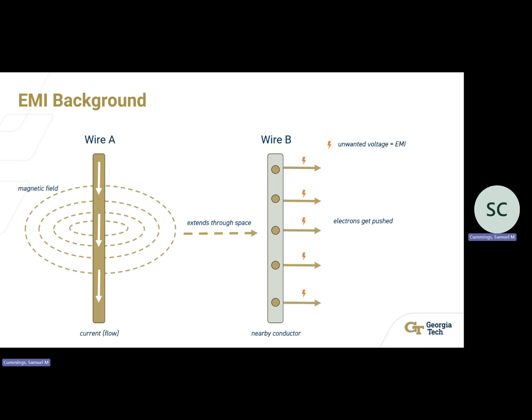And as this magnetic field extends through space, it can reach another wire, say wire B, that's a conductor, right? Can reach that and push the electrons on that wire, causing unwanted voltage. And this unwanted voltage, this is EMI. I hope that makes sense. So again, the only way I could really think of explaining it. But let me know if you need more clarification.